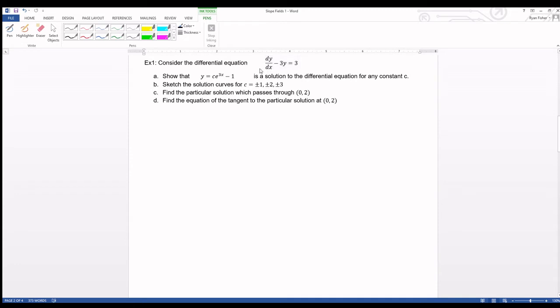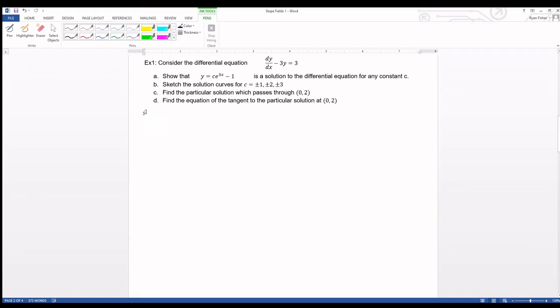In this example, there's in fact a proposed solution to this equation. Part A says we want to show that this general solution is a solution to this differential equation. Note that the c is some constant that's yet to be determined, and we will eventually determine that based on some initial conditions.